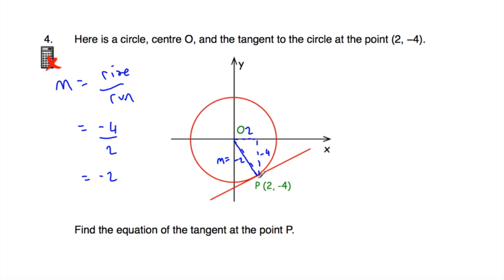So we've now found the gradient of the radius. Let's find the gradient of the tangent. They're perpendicular to each other. Remember, they meet at 90 degrees, so they're perpendicular. So if we want to find the gradient of the tangent, we're just going to do the negative reciprocal.